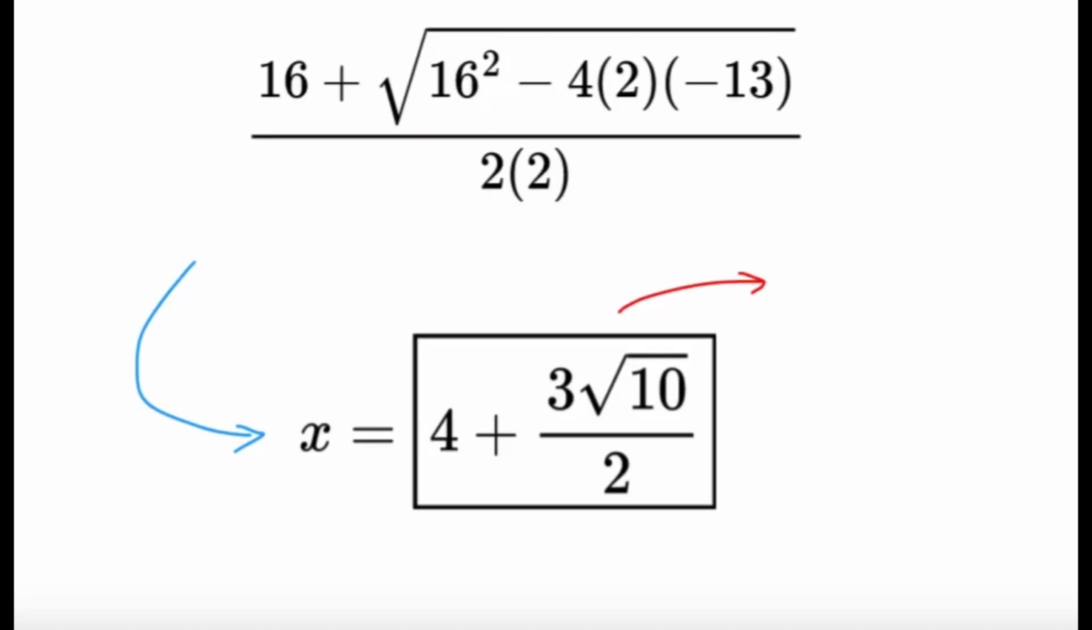So simplifying that, we get that x is equal to (4 plus 3 square root of 10) over 2. Or if you want it as one fraction, then obviously you can write it as (8 plus 3 square root of 10) all over 2. And these two are equivalent, and this will be our final answer.